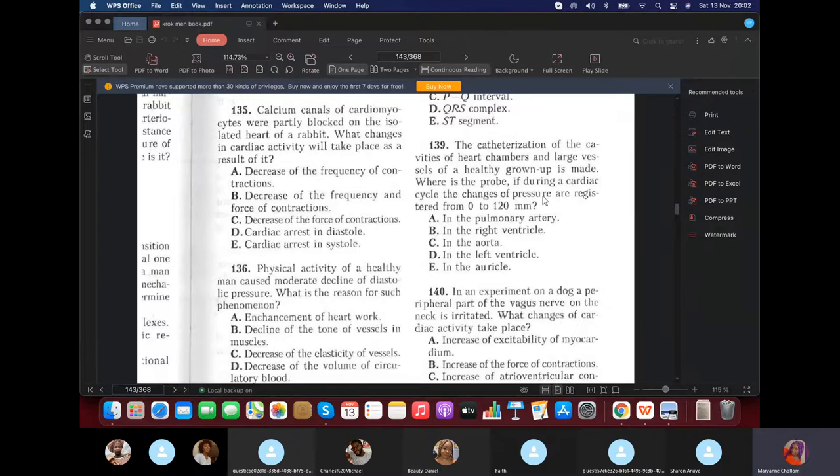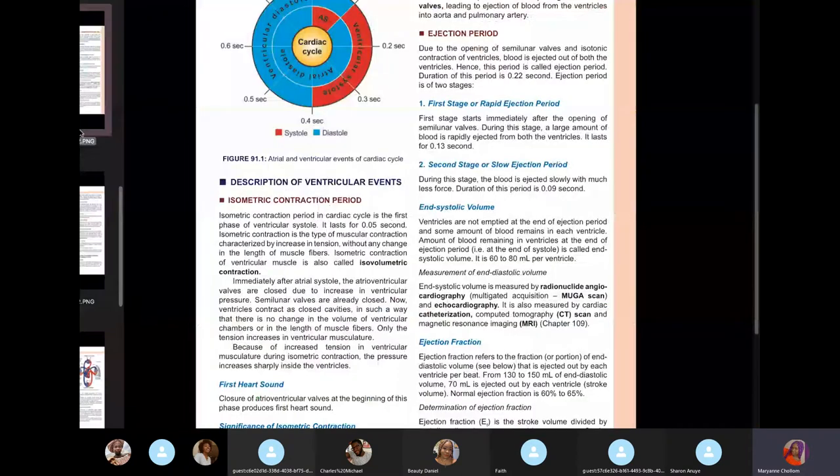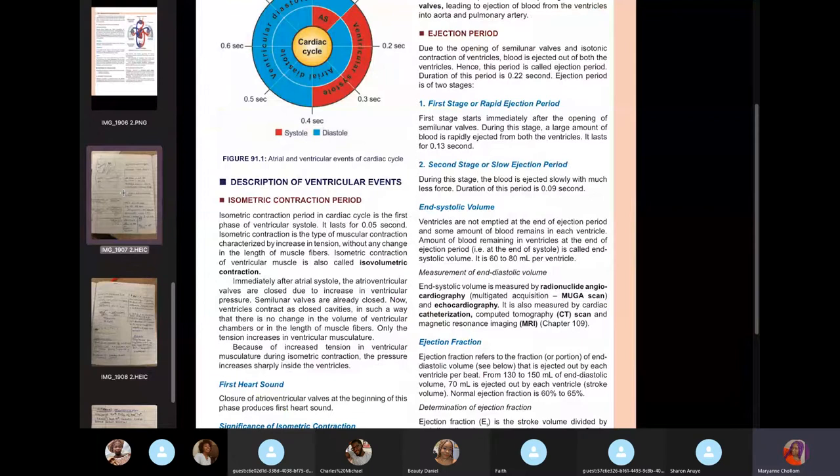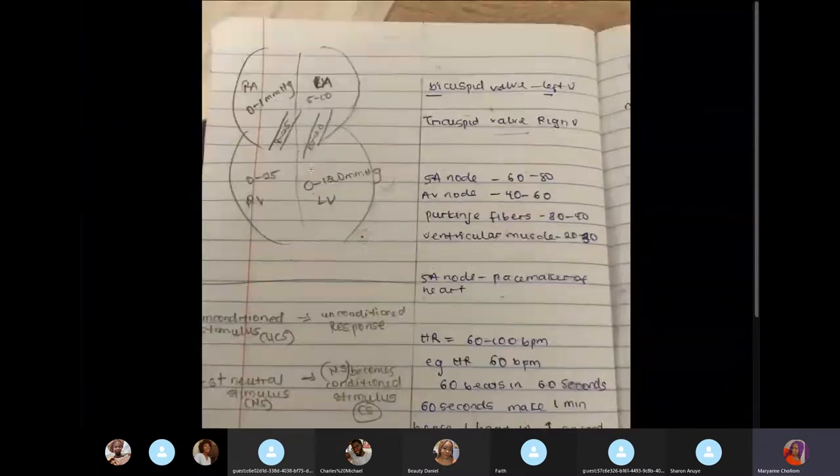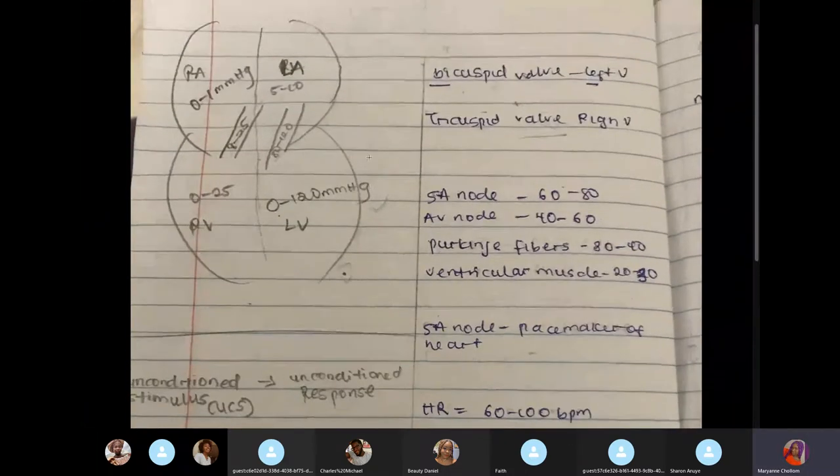The catheterization of the cavities of heart chambers and large vessels of a healthy grown-up is made. Where is the probe if during the cardiac cycle the change of pressure occurred from 0 to 120? So I'm going to show you another beautiful photo again. Here, look, just take a photo or draw this in your book.